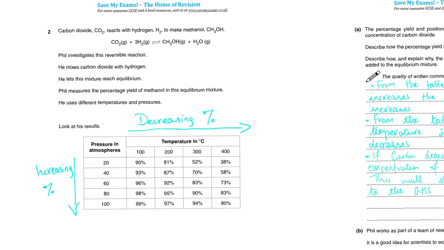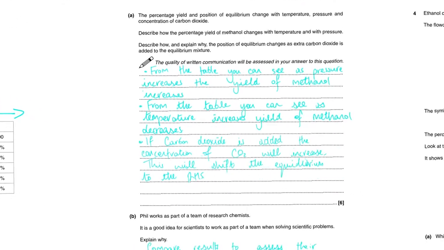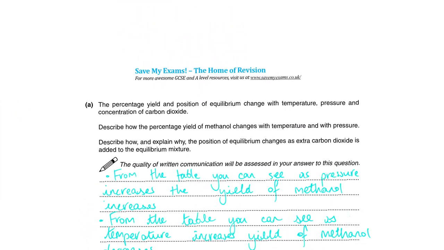Question number 2, I'm going to skip to the questions for you and then show you. So the percentage yield and position of equilibrium change with temperature, pressure and concentration of carbon dioxide. Describe how the yield of methanol changes with temperature and with pressure. So we've got one thing to do there. Describe how and explain why the position of equilibrium changes if extra carbon dioxide is added.